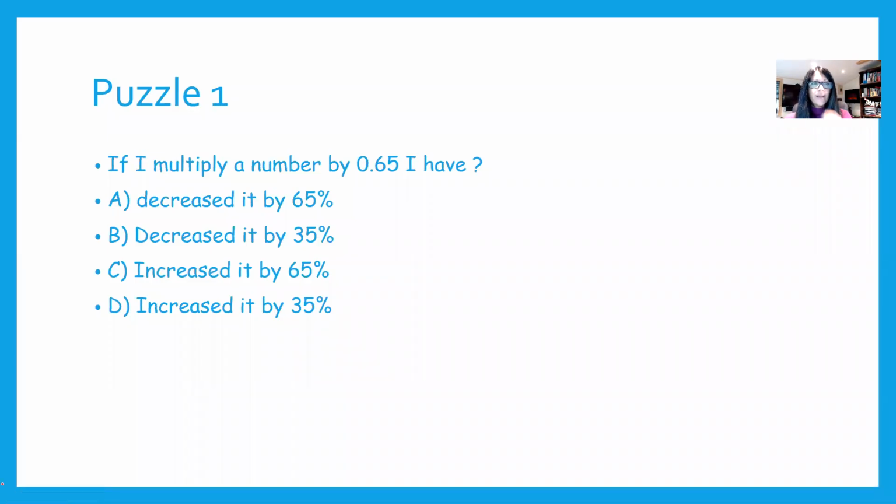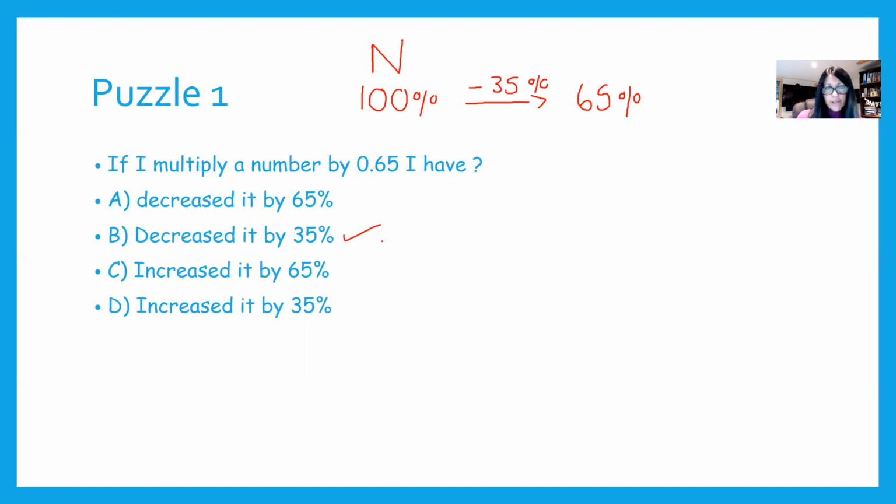So I had 3. If I multiply a number by 0.65 on my calculator, what have I done to it? So I'm taking a number, so whatever my number is, let's call it n, that's worth 100%. Now if I'm timesing that by 0.65 or 65%, what have I lost? Well, I've lost 35%. So I've actually reduced the number by 35%.